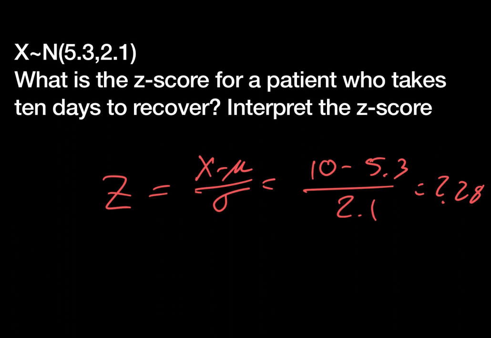I didn't draw a picture here, but it's never a bad idea to draw a picture. X. This is 5.3 in the middle. 1, 2, 3 standard deviations up. 1, 2, 3 standard deviations down. And we're going up to somewhere right around here, and that's where 10 is. And showing that a person who is in the hospital for 10 days is 2.238 standard deviations above the average.